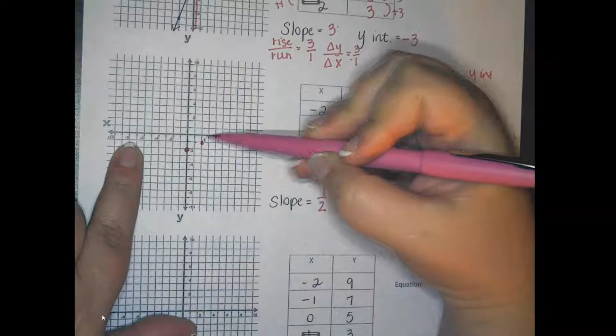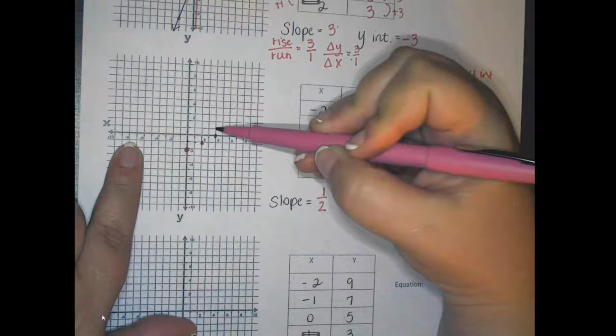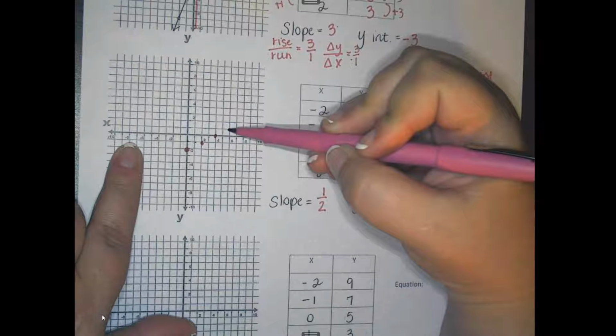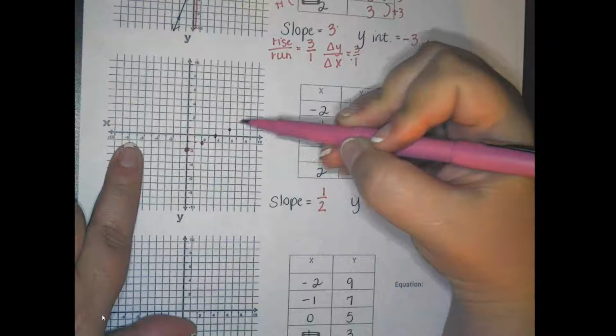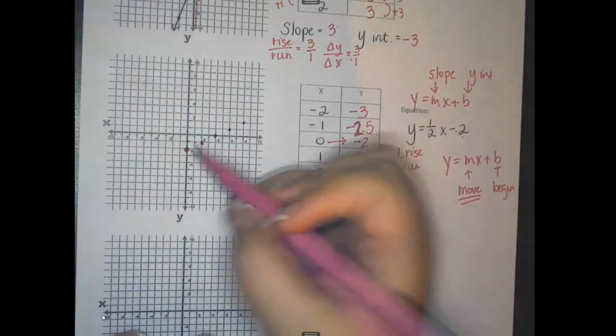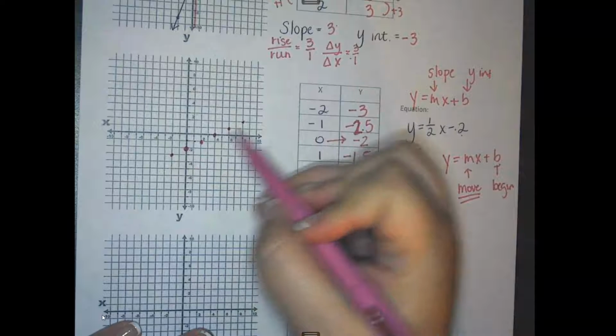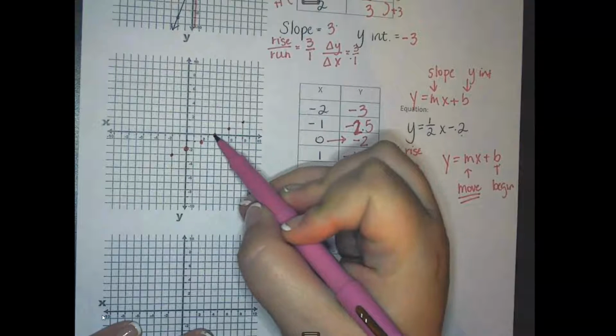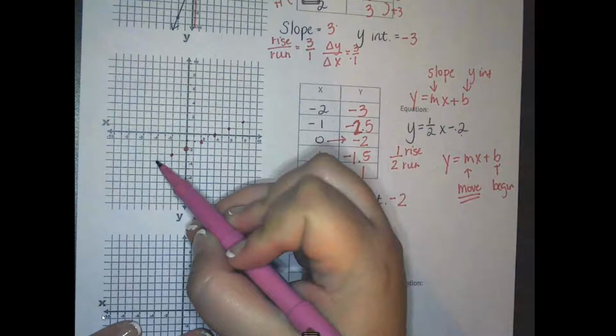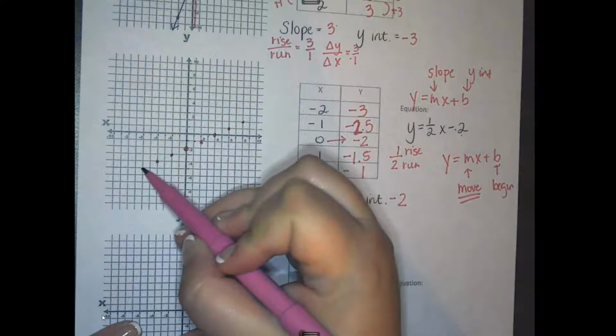Rise 1, run 2, and keep going. You can go to the reverse of it. So if I look at this in reverse, I'm going down 1 and left 2. So down 1, left 2, down 1, left 2.